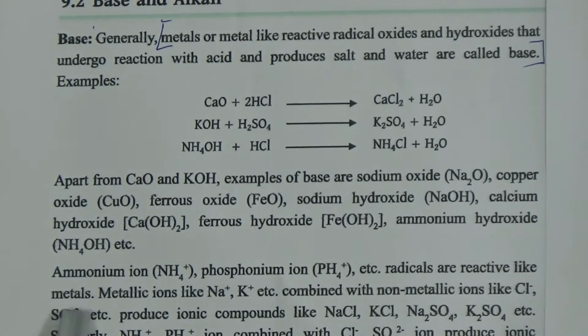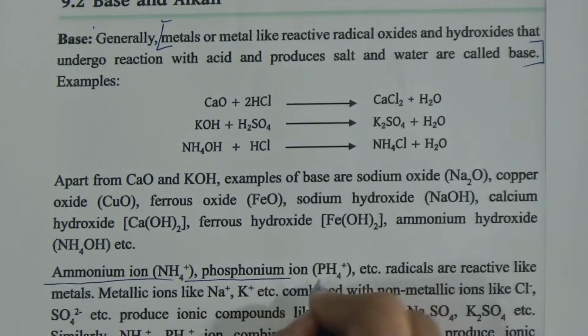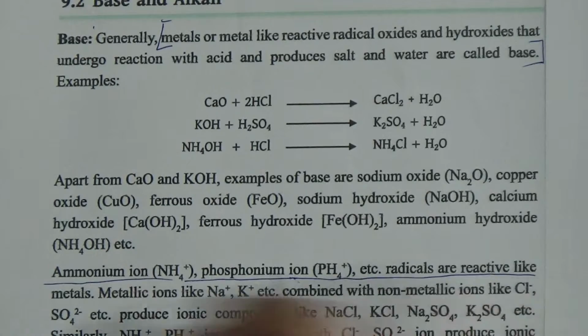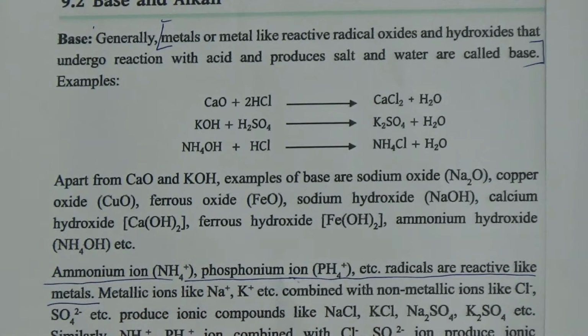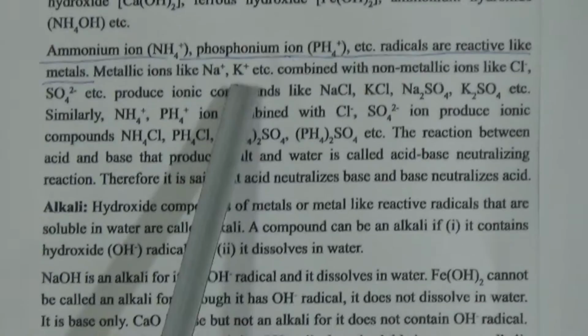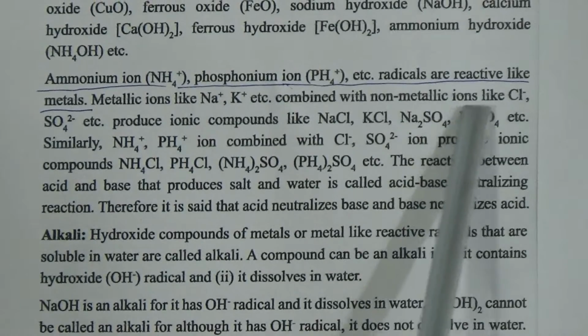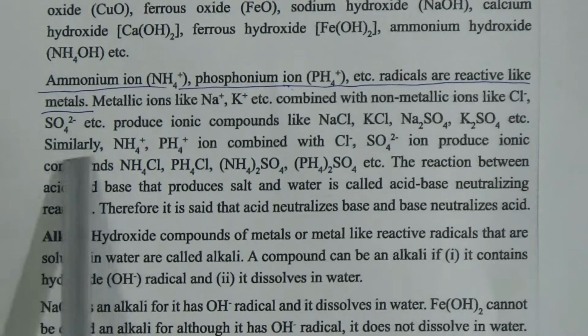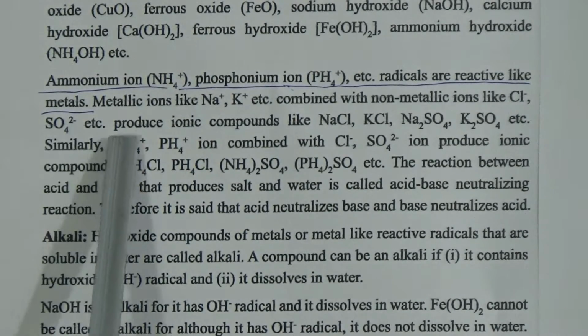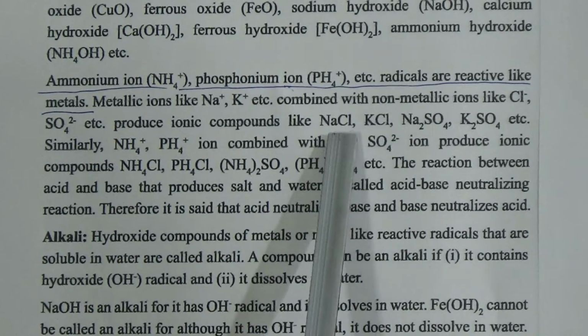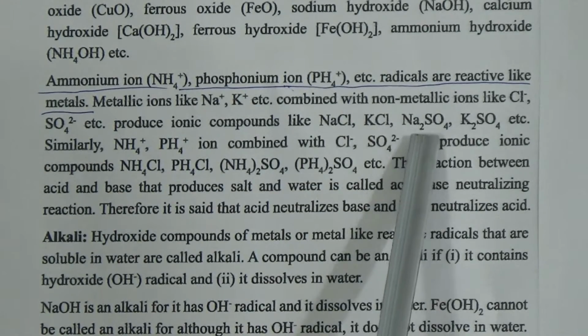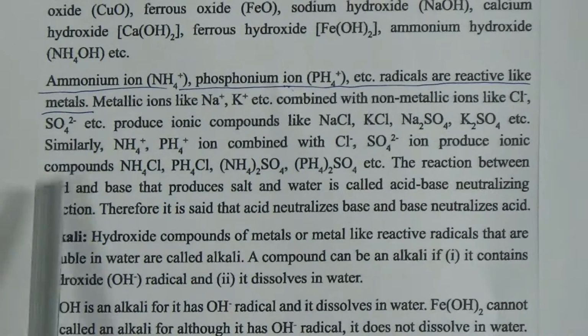Then ammonium ion and phosphonium ion, etc., radicals are reactive like metal. This you have to remember. This is an important portion. And metallic ions like sodium, potassium, etc., combine with non-metallic ions like chlorine, sulfate, etc., to produce ionic compounds: sodium chloride, potassium chloride, sodium sulfate, potassium sulfate, etc.